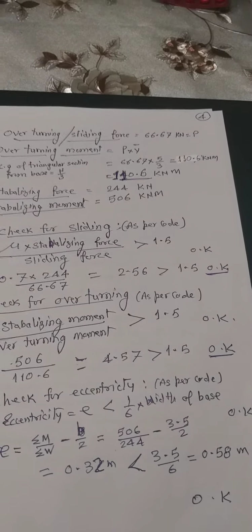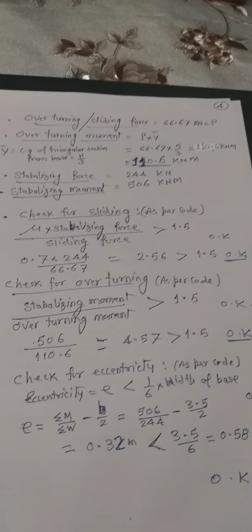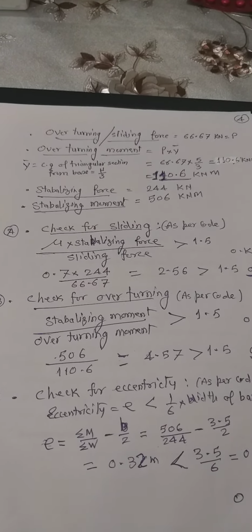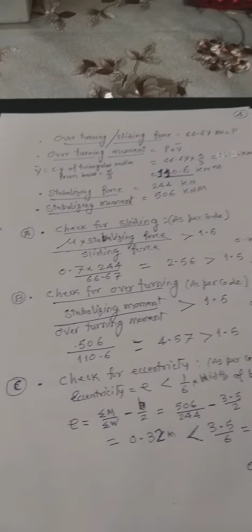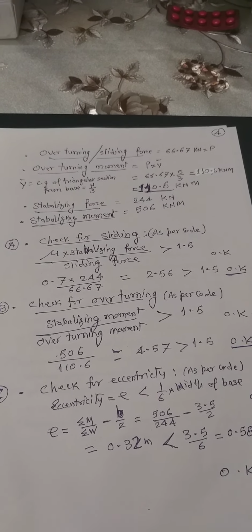So it comes out to 2.56, which is greater than 1.5. So we can say it won't slide, it is safe. So our analysis is okay. Now we go for the second check, that is check for overturning.